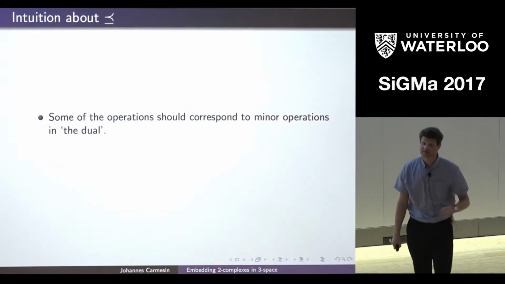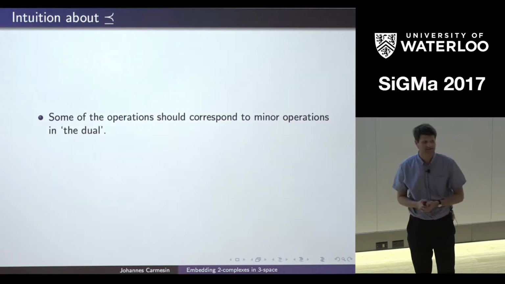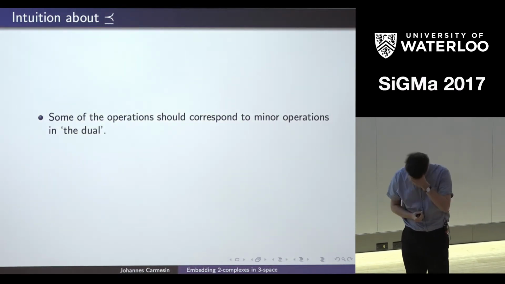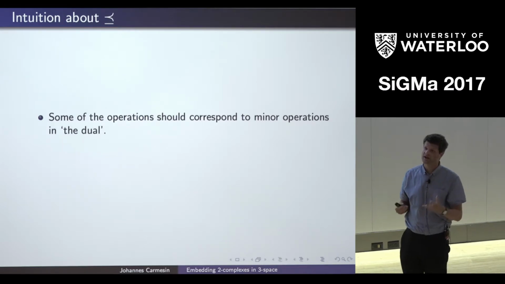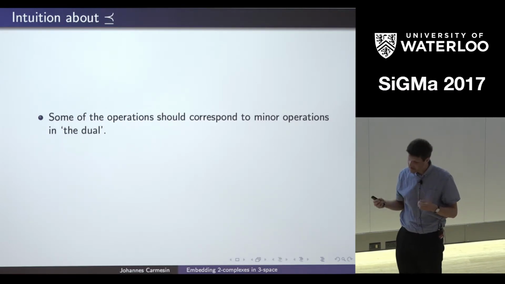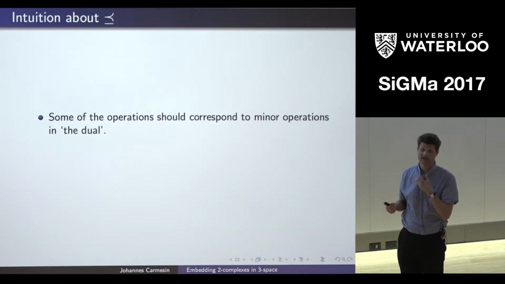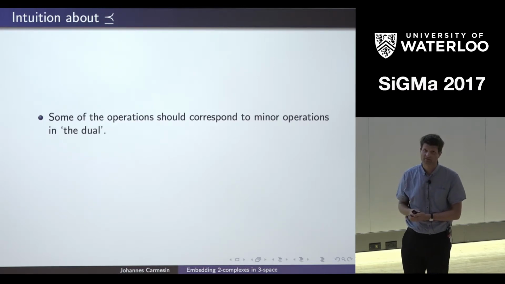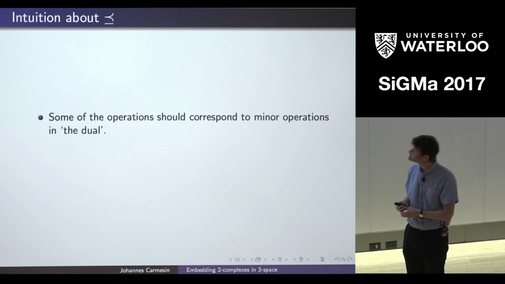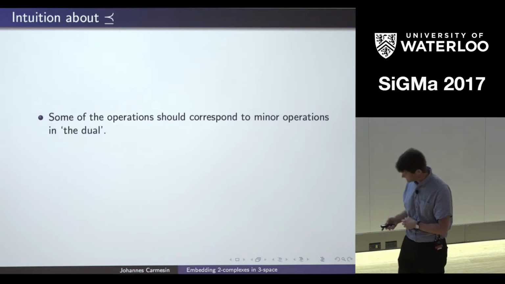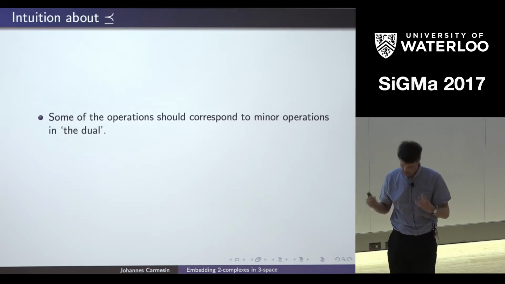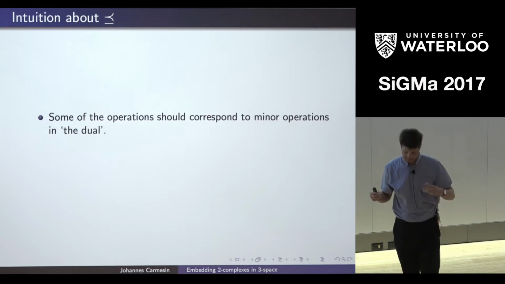Now let me finally talk about what this minor relation is and how you can define it. One property of this minor relation we'd like to have is that in certain situations it corresponds to taking minors in the link graphs. But this is not enough to say how these minors are defined. What we additionally would like is the following.